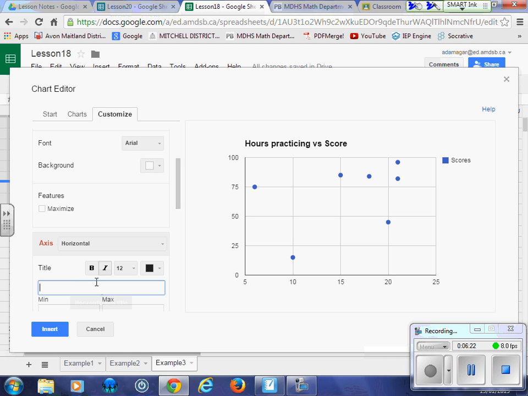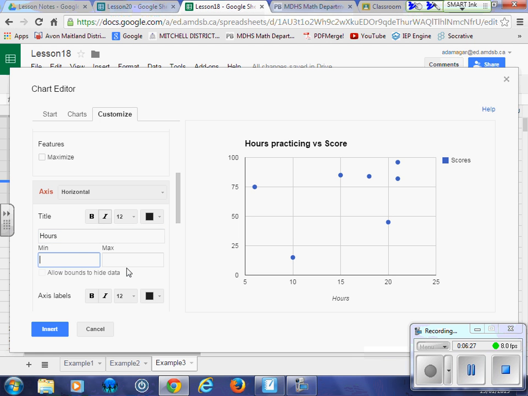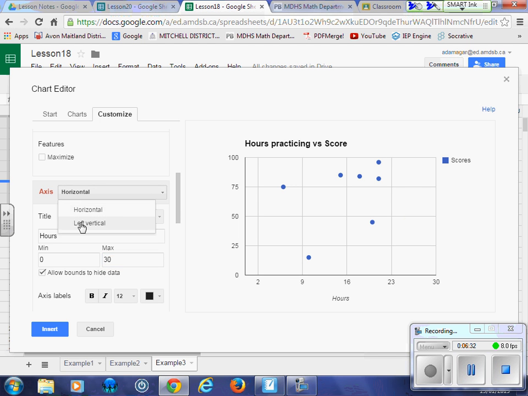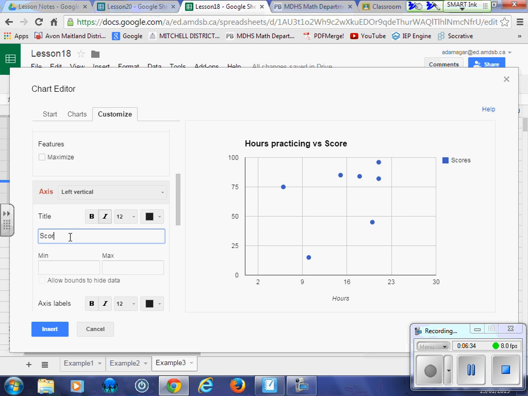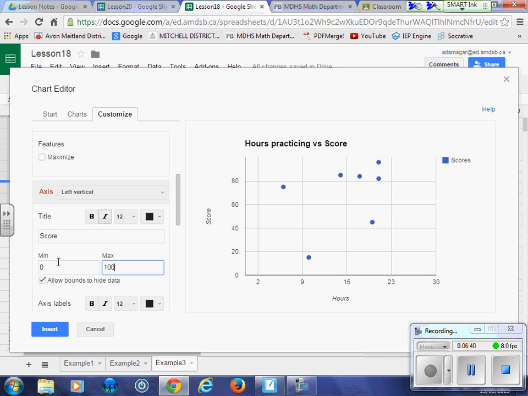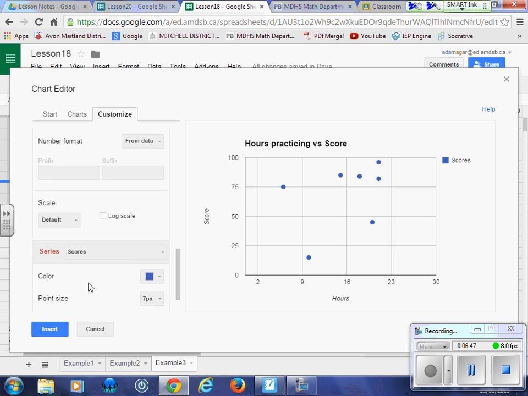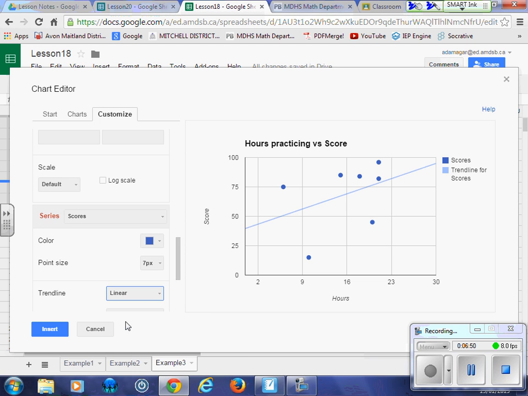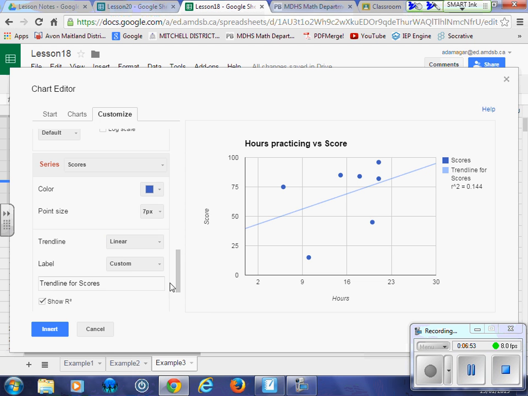And on the horizontal we have our hours, and I would like it to start at 0 and go to 30, and vertical, that is our score, 0 to 100. All right, so that's what the data will look like. So as we go down here, now we're down to trend line. We're working with linear. So we put that in there, the linear, my R squared value. Now when I look at that R squared value, it's 0.144.